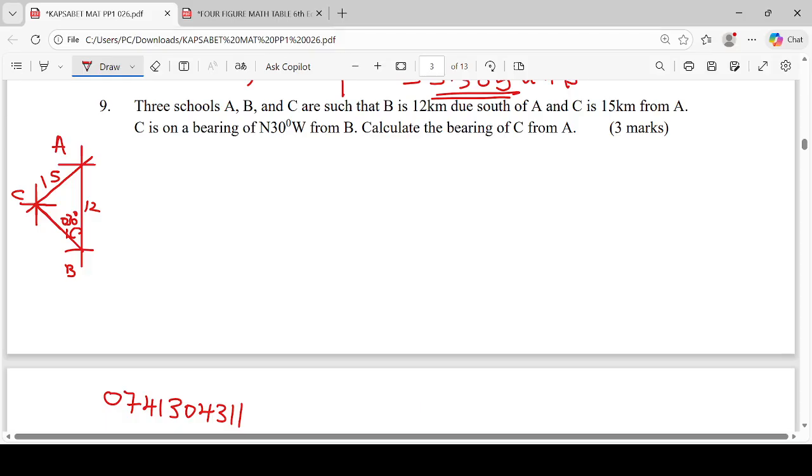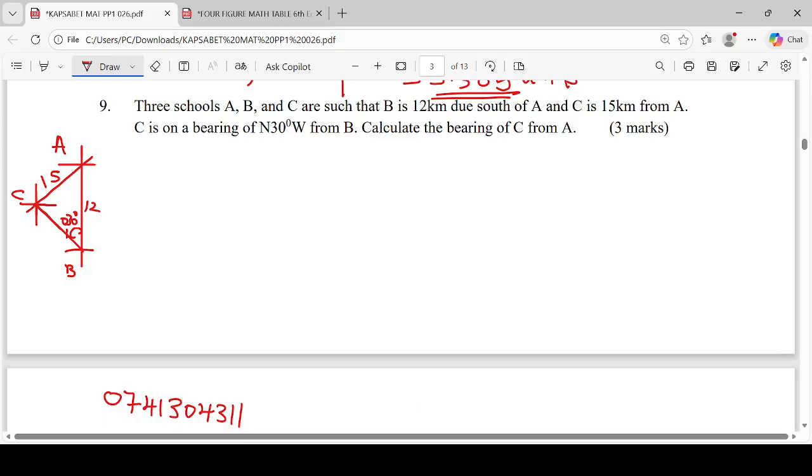Then they're asking, calculate the bearing of C from A. The bearing of C from A. Let's see how we are going to break it down. But this is now becoming even quite simpler. The first thing I can do is, I can get interested to use Pythagoras theorem. Well, not really the Pythagoras theorem. I can use the sine rule.